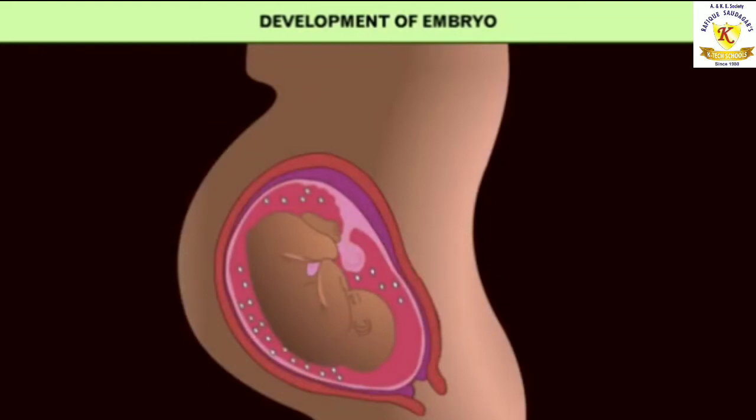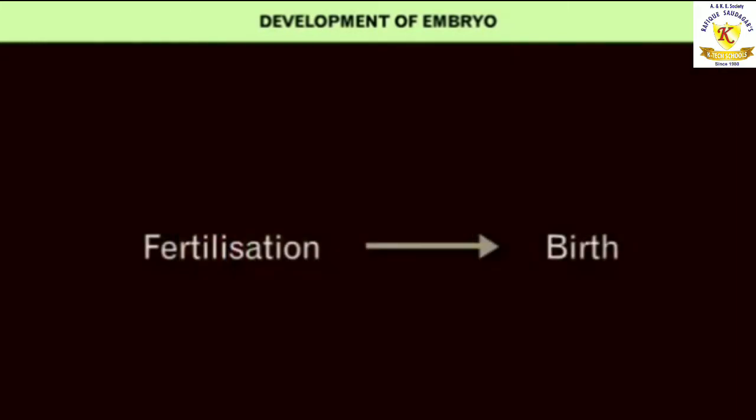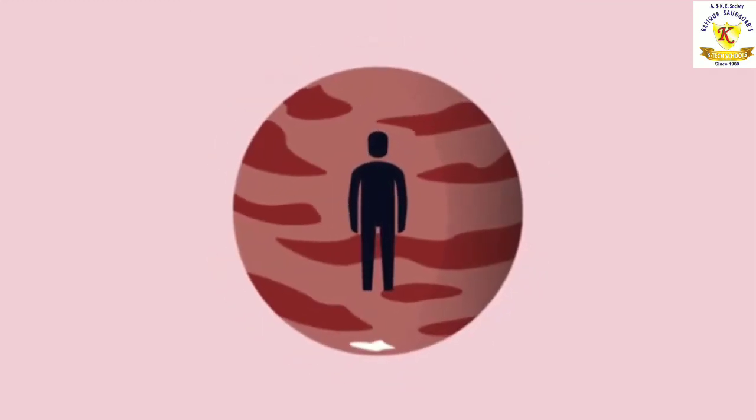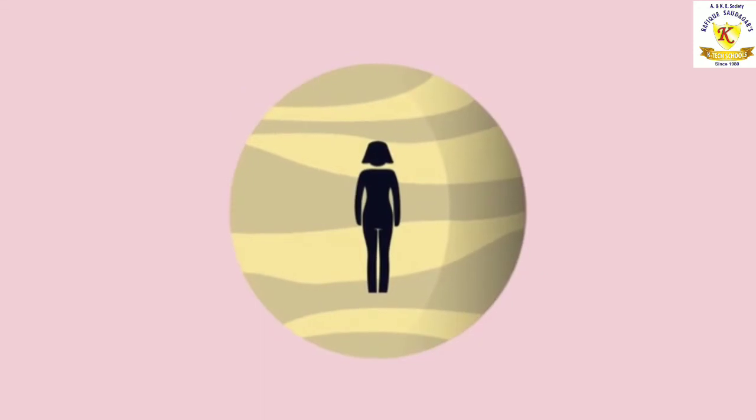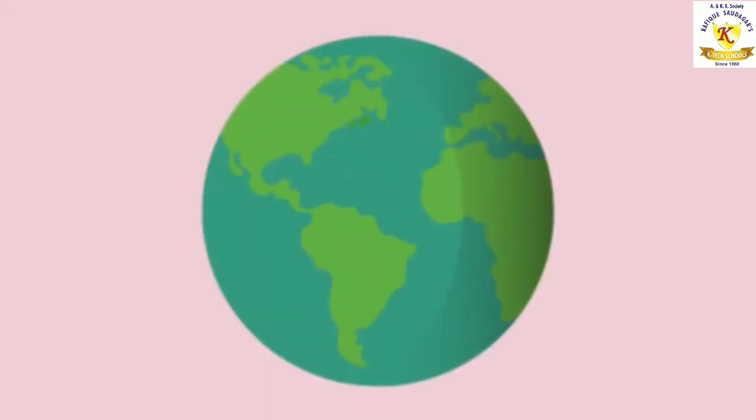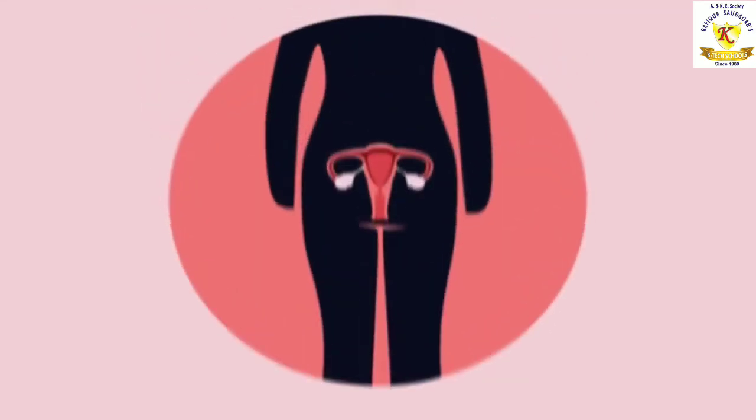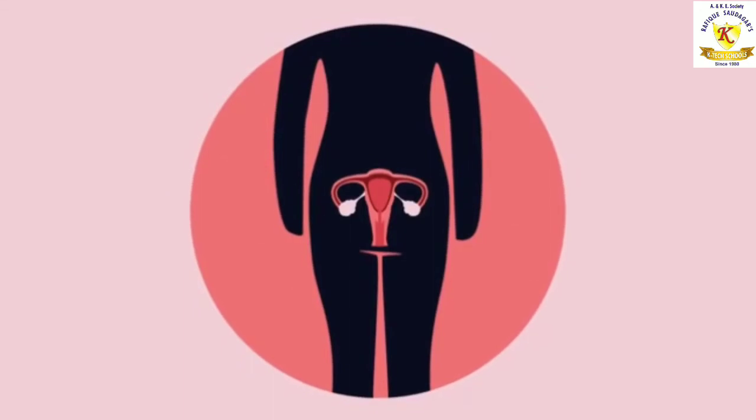The period between fertilization and the birth of the baby is called gestation. Now moving to the next one, we will study the menstrual cycle. Men and women in the world have differences and also have some similarities. The body function is a major difference. So let's study that difference in women.